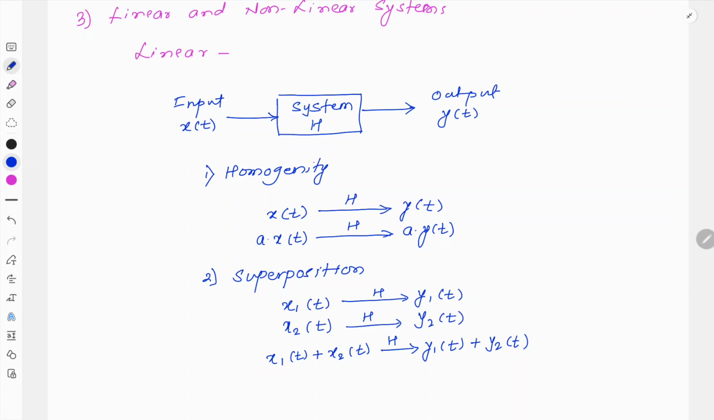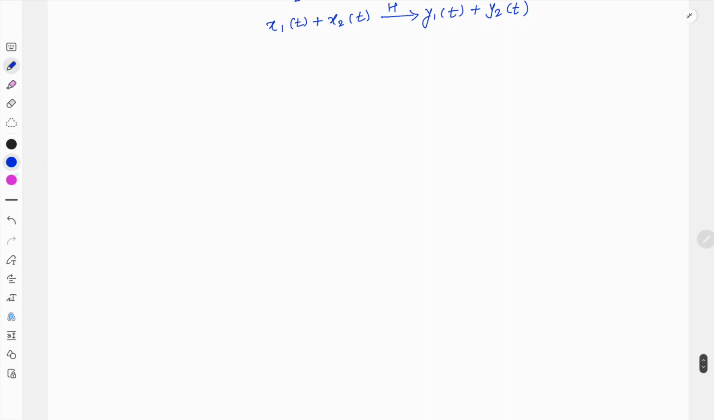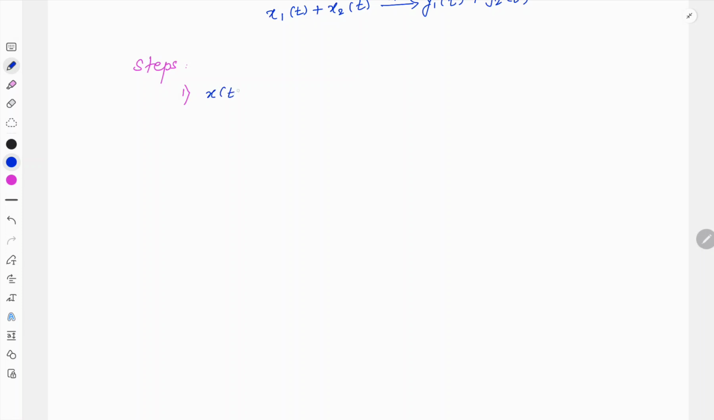To solve examples on linearity, there are a few steps which need to be followed. So let us see those steps to classify a system as linear or non-linear. Step number 1: in the given equation, put x of t equal to 0 and check what y of t is. If y of t is equal to 0, it means the system can be a linear system.